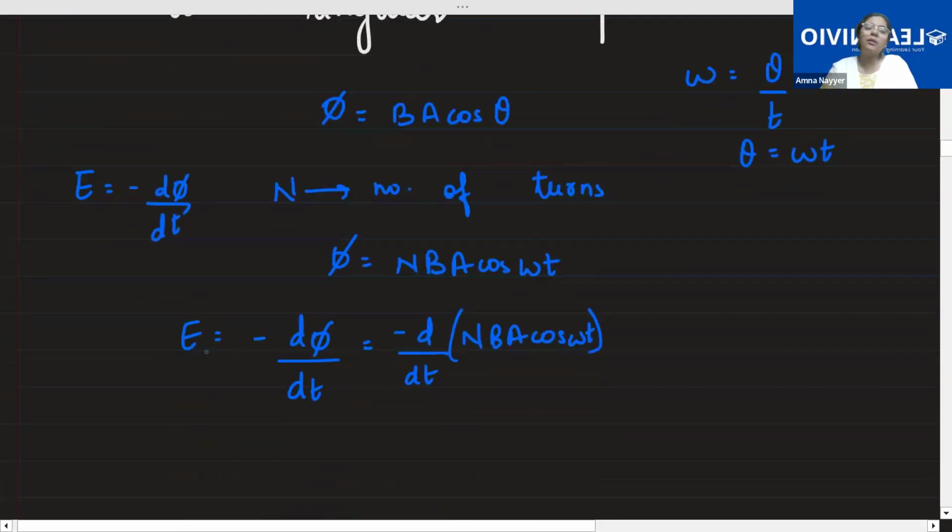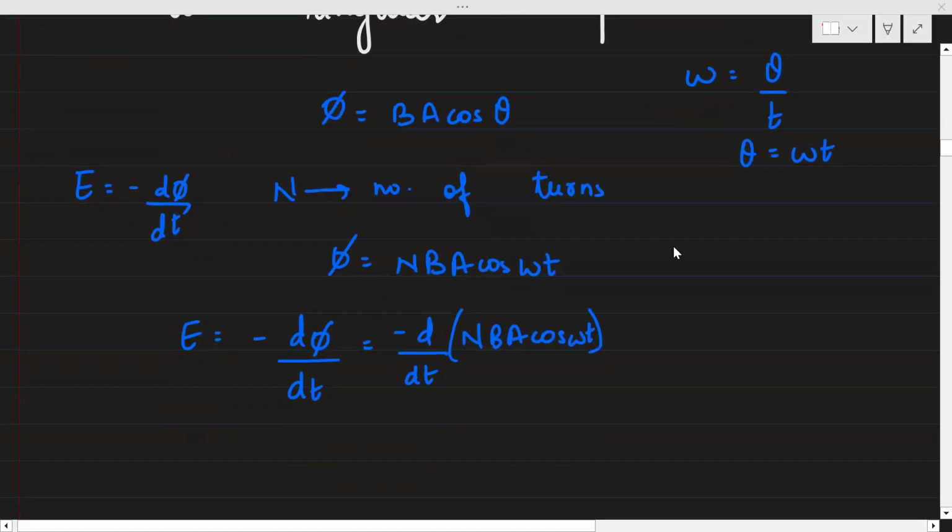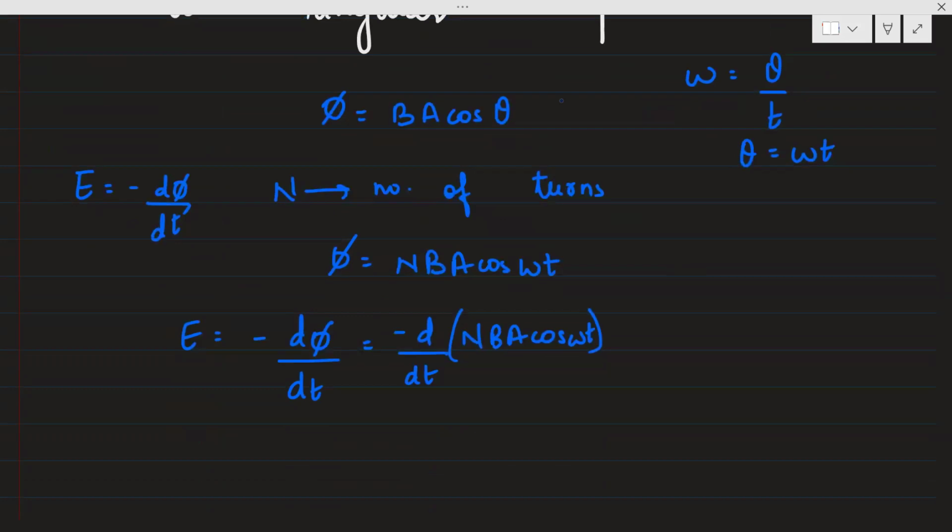Now coming to the concept of flux. Flux phi is equal to BA cos theta, we know. Now, omega is the angular velocity. This is theta by t, class. So what will theta be? Omega into t. So you can replace this theta with omega t. Now see, E is equal to minus d phi over dt. So it means I can put this BA cos theta inside it.